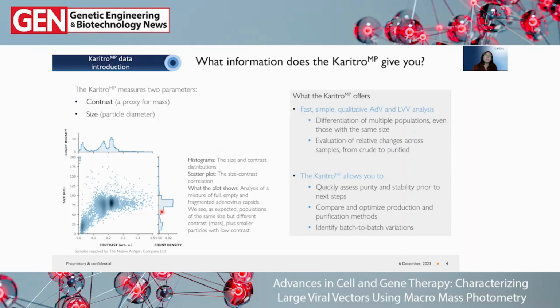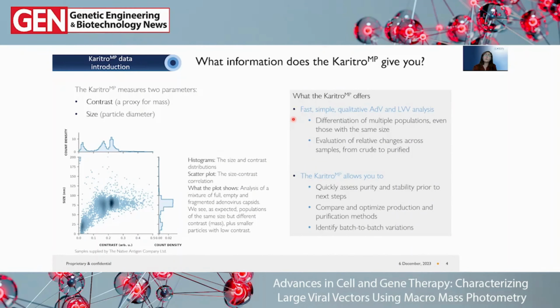So if you look at the main peak in here, so the adenovirus capsid peak, you can see that underneath that, you have 2 main populations in terms of contrast, basically particles that have different mass. And this would be effectively the full capsids and the empty capsids that cannot be distinguished based on the size measurement alone. So effectively, with the KaritroMP, what you can do is a fast, simple, and qualitative analysis of adenoviruses and lentiviruses, because you can distinguish multiple populations even if they have similar or overlapping size.